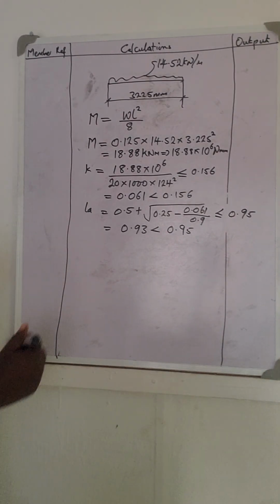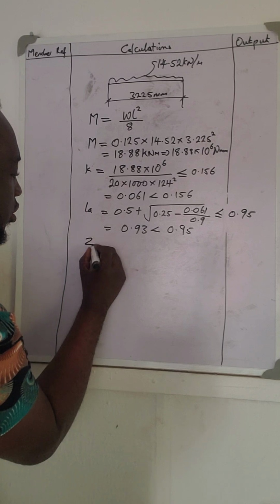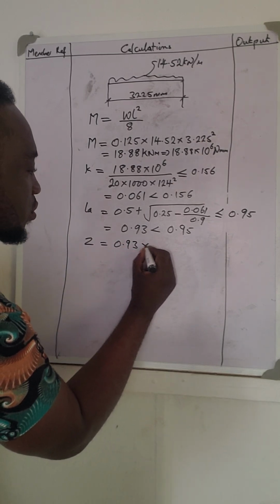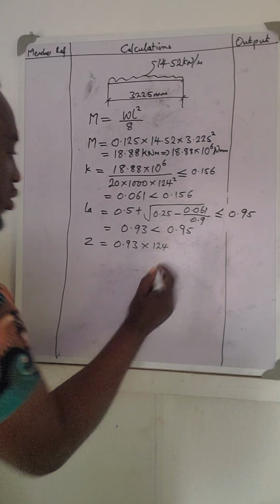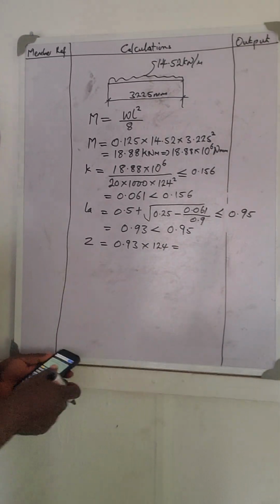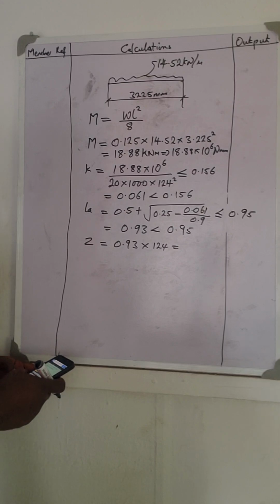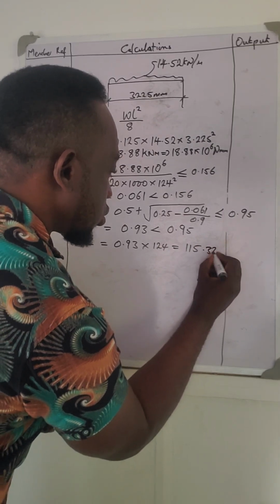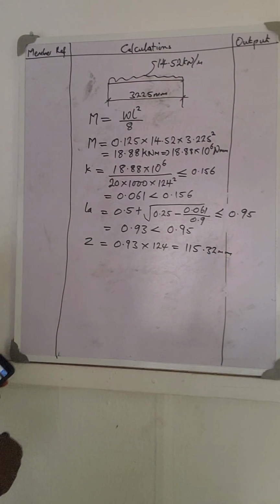Okay, so our z is equals to 0.93 multiplied by 124. So if you multiply this, we're going to have 0.93 times 124. This one will give me 115.32 mm.